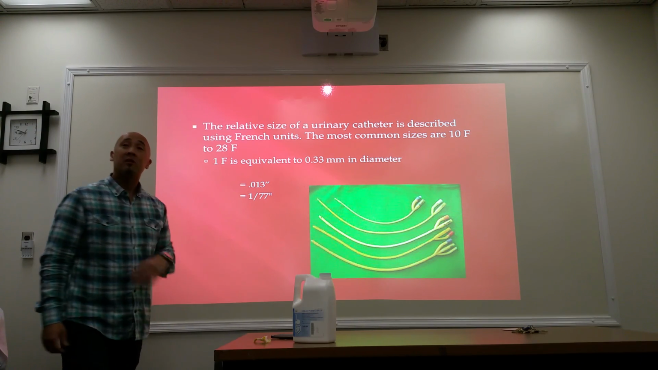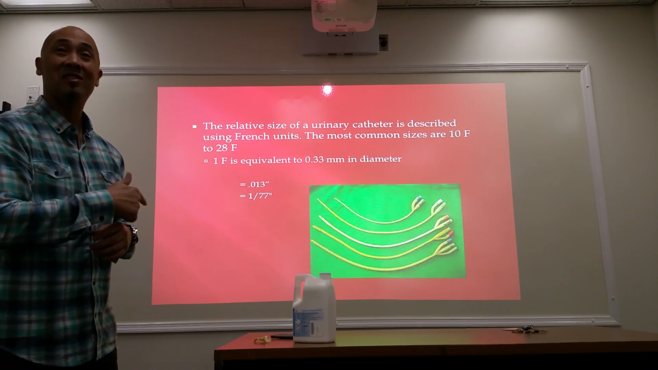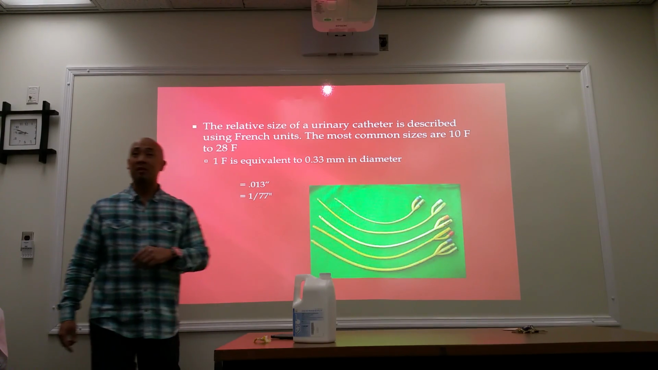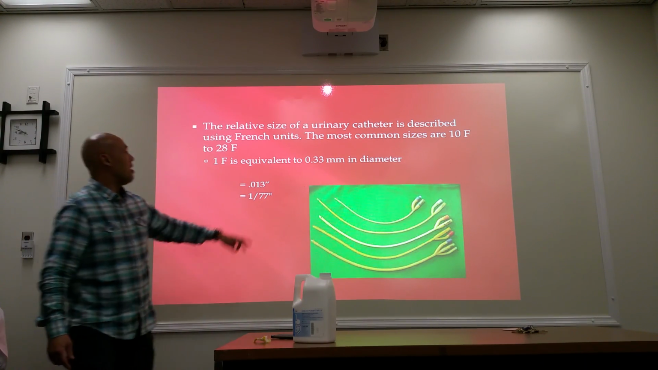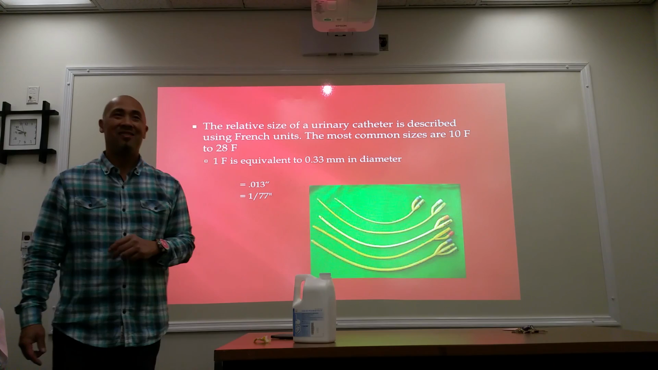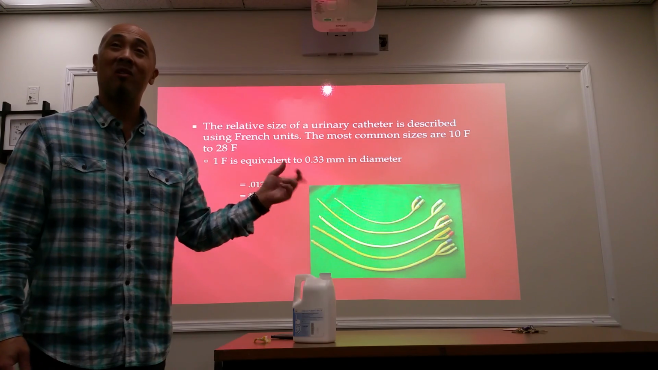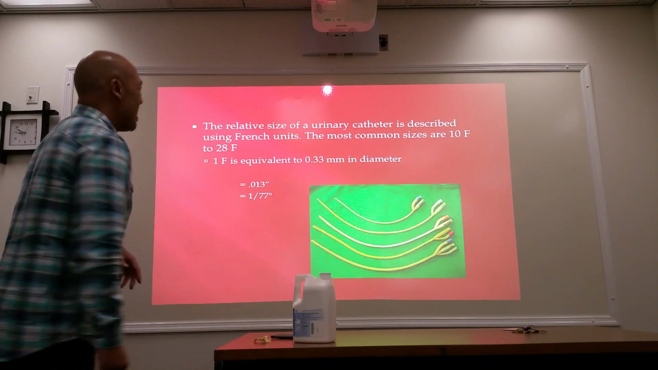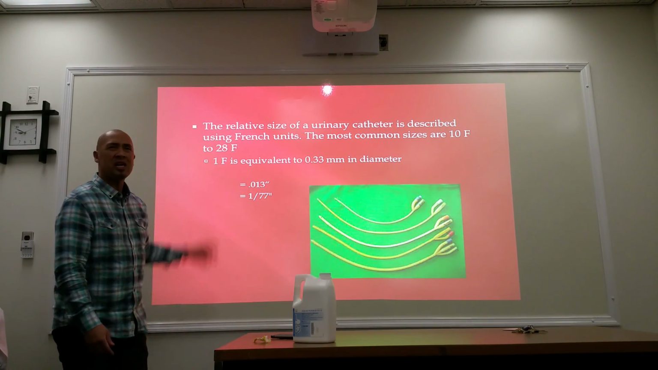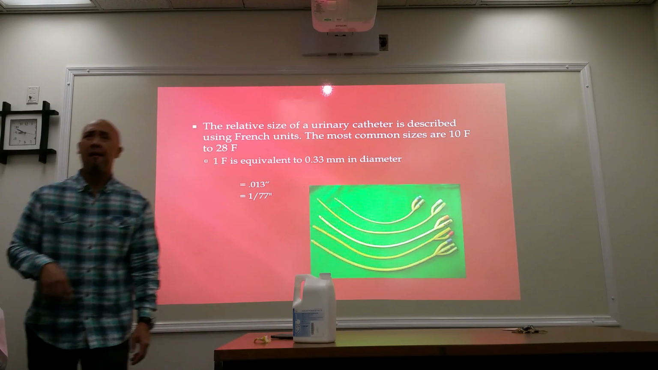With urinary catheters, it's the opposite. Okay, so it is directly proportional. The unit that they use here for catheters is French sizes, French. So one French is equal to 0.33 millimeters in diameter, or 13/100th of an inch, or 1/77th of an inch. Do you need to know that? No, what I need you guys to know is that the diameter of urinary catheters is measured in Frenches. And it's proportional. And they go from about 10 to 28 as average. They've got smaller ones, they've got bigger ones. It depends on what they're used for. Okay.